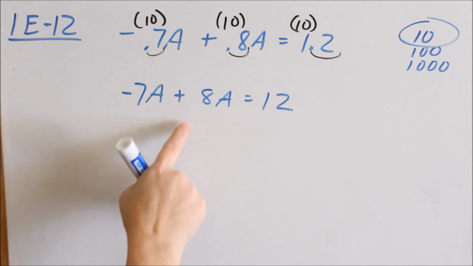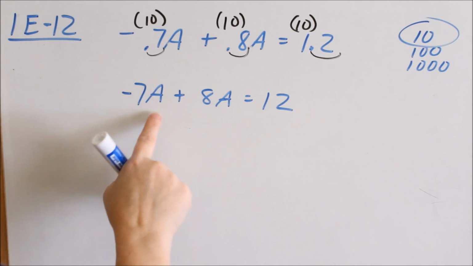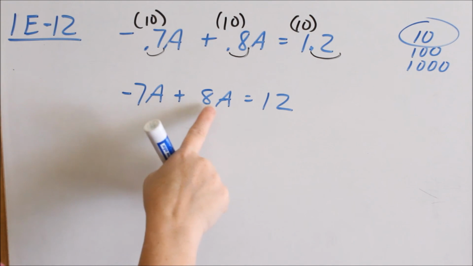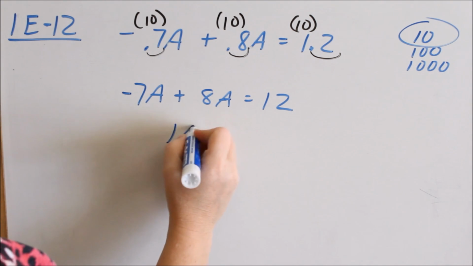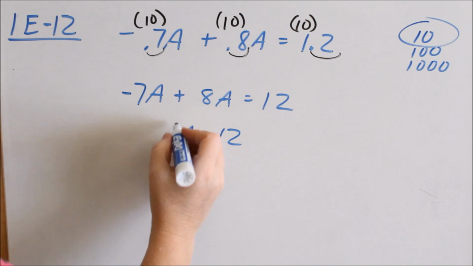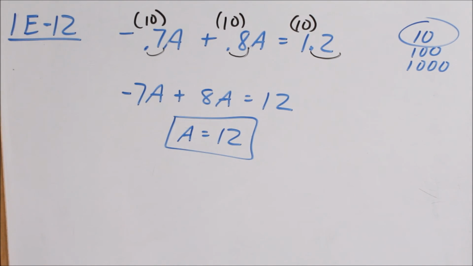Okay, you already have letters on one side, numbers on the other. So now you can combine your letters, combine like terms. Negative 7a and a positive 8a is a positive 1a. 12. And a 1a, same thing as a. And there you go. There's nothing to divide away. Already solved for you.